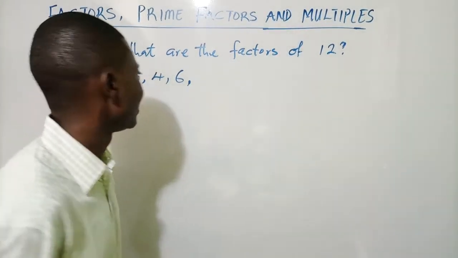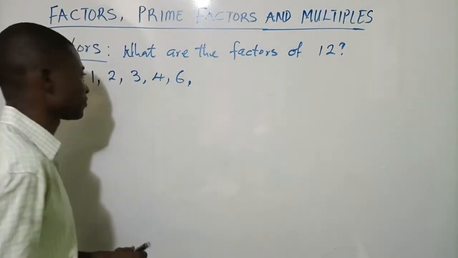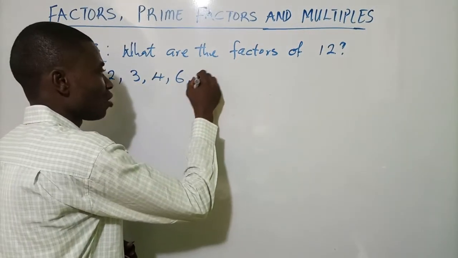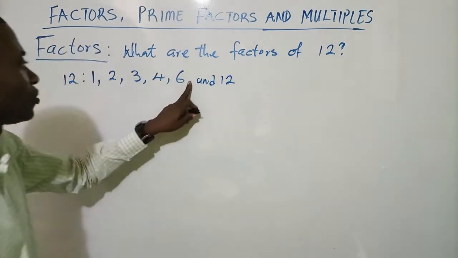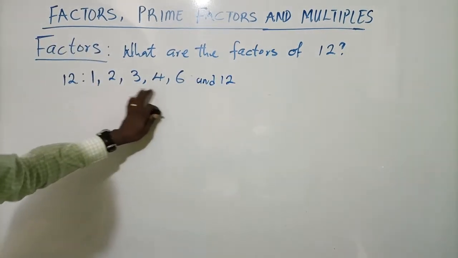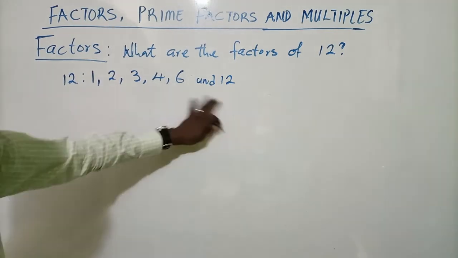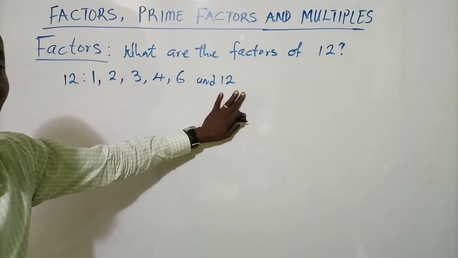And of course, the last but not the least number that comes to our mind is 12 itself. So all these numbers you are seeing here, 1, 2, 3, 4, 6, and 12, are all factors of 12.